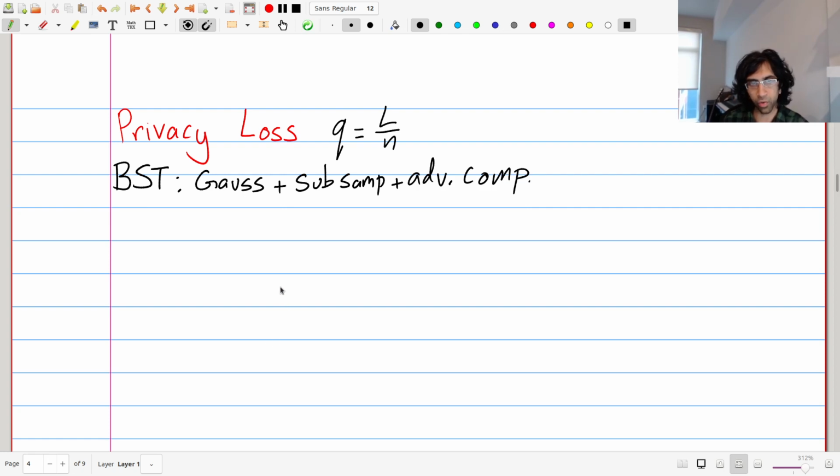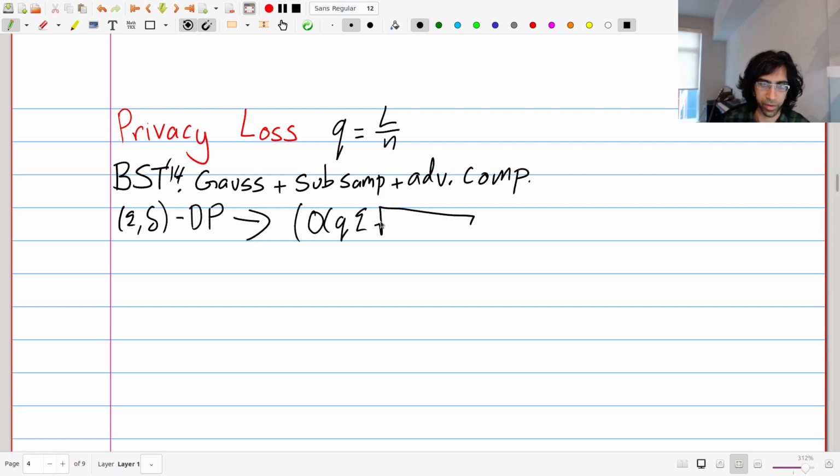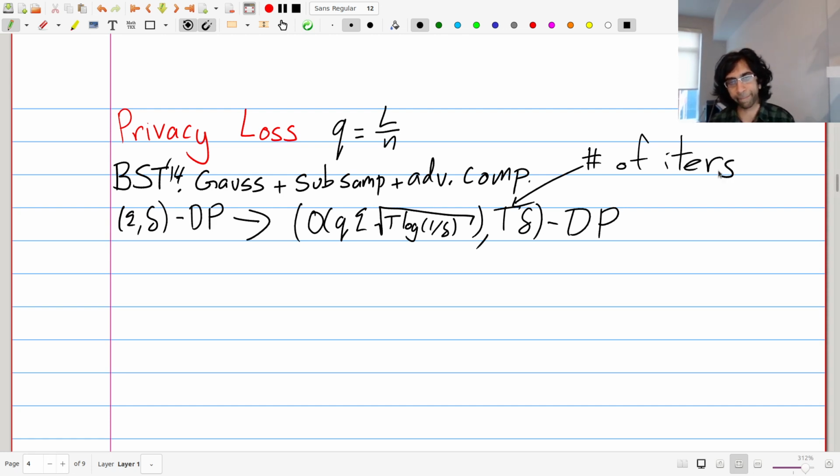So that's good. Now, what type of guarantees would we have if we did this? Really, let's focus mostly on the latter two parts. In particular, if you applied the Gaussian mechanism so that it would guarantee epsilon, delta DP, then subsampling plus advanced composition will result in the overall thing being roughly the following privacy guarantee: O of q epsilon square root of T log 1 over delta, comma T delta differentially private, where recall T is the number of iterations. So this is the type of privacy guarantee we would get.